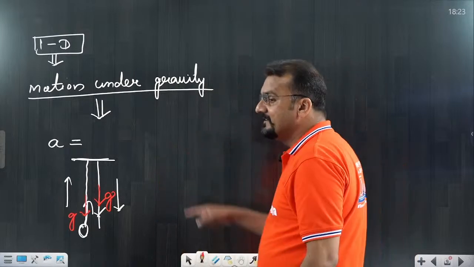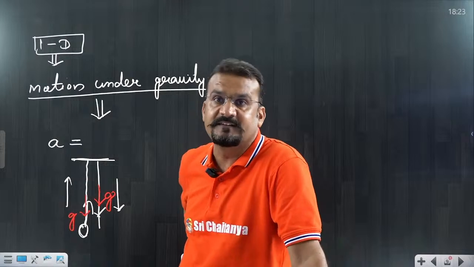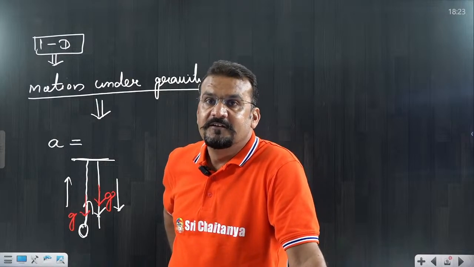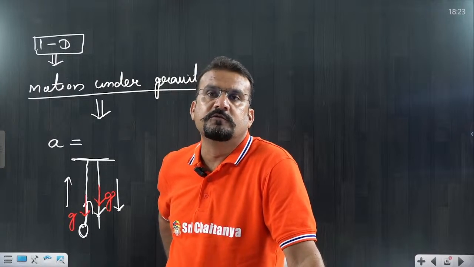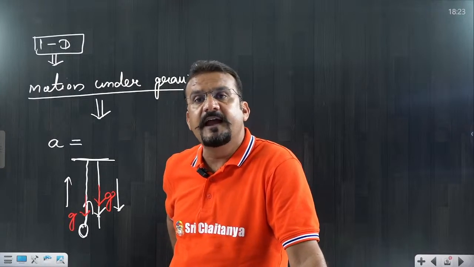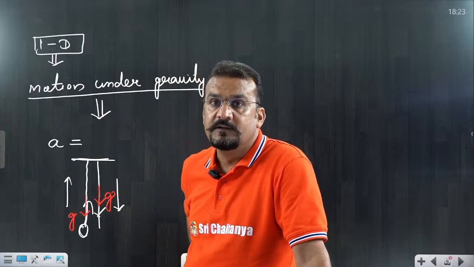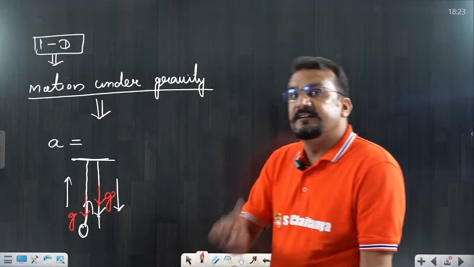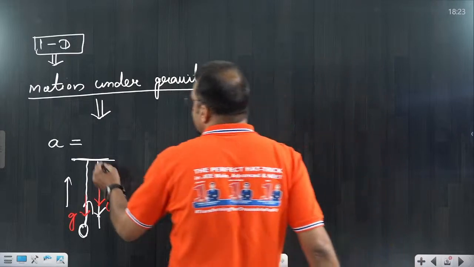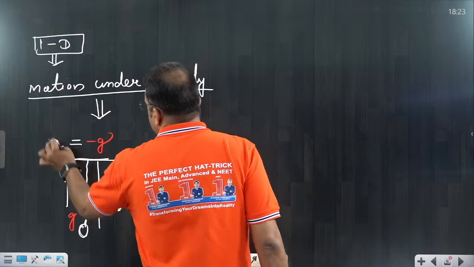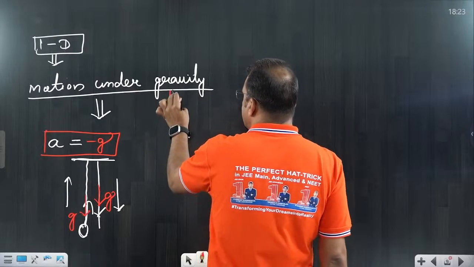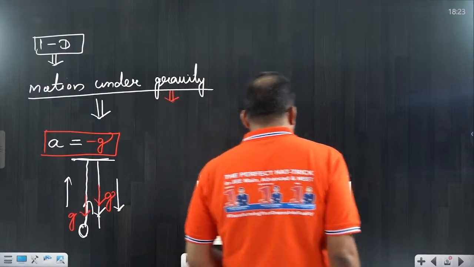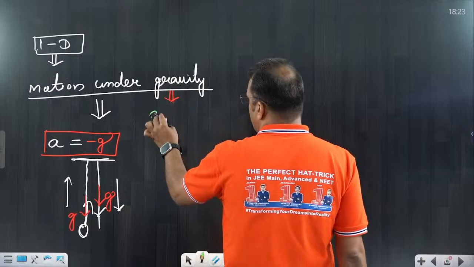This question is directly asked in NEET. When a ball is thrown vertically upward, and another ball is thrown vertically downward, what is the acceleration on both the balls? In both the cases it is going to be minus g, dear student. Remember that, because gravity, g, is always acting downwards.